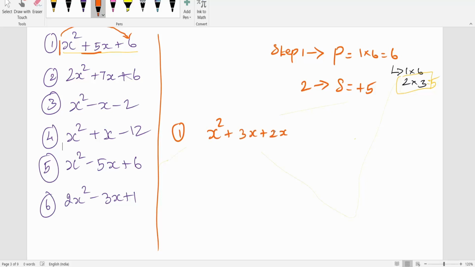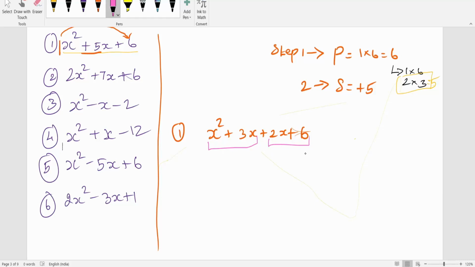You can write it either way. Even you can write it as 2x plus 3x. That will not affect the final answer. The only thing is the way you are going to simplify it will differ. Plus 6. So now, again, as stated, the first two terms have to be grouped together and the second two terms have to be grouped together.